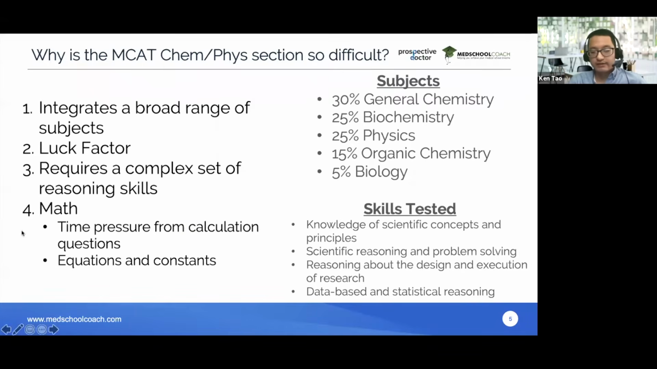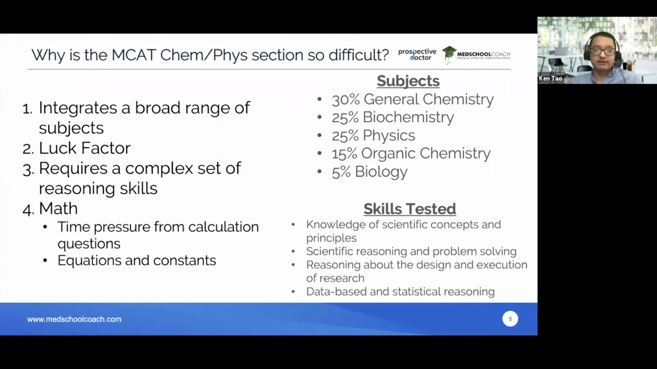All right, and finally, last is math. This is another major reason why a lot of students struggle with the Chem Phys section, and it's just that math takes a lot of time for some students, right? For some students, math can be a little tricky, and this is not just some students. There's actually quite a lot of students who, when they're taking the MCAT, skip all the math questions because they want to get to all the questions first and then come back to the math questions later.